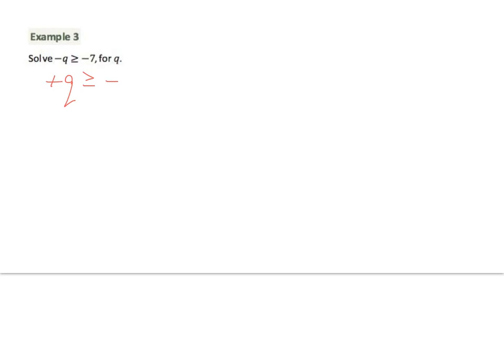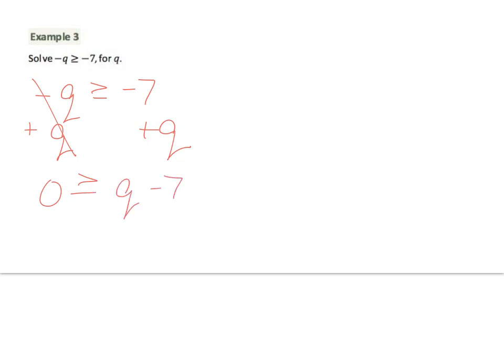Hold on, let's do that correctly. Because you guys just want to multiply through by a negative 1, but I can't do that. I told you earlier that you get different solutions if you do that. So let's just go ahead and add q to both sides. I've got 0, q minus 7. So now I have q, oh not g, so sorry. Q less than or equal to 7.